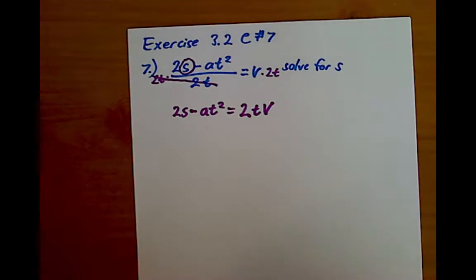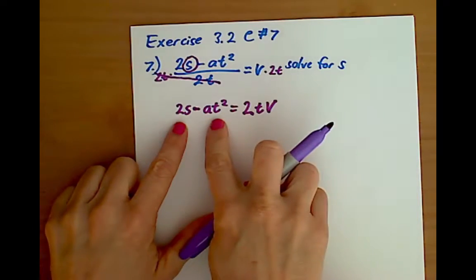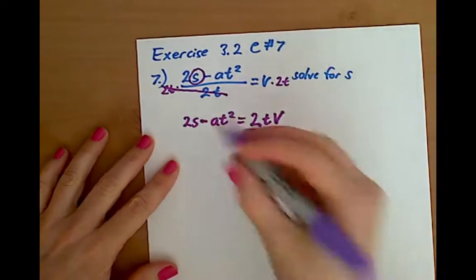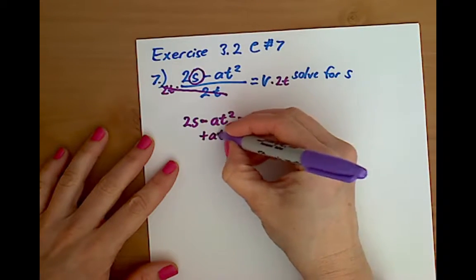All right. So we want to get s by itself. So we're going to get rid of the at squared. We're going to add at squared to both sides.